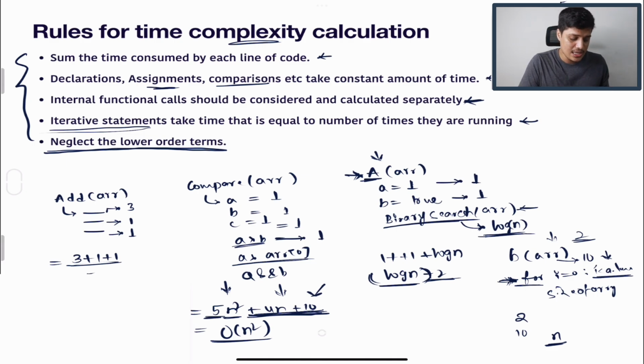So the first rule is sum the time consumed by each and every line of code. And the second rule is all the declarations, assignments and comparisons will take only constant amount of time for execution. And whenever we are calling an already implemented function in a separate function implementation, we have to consider the time complexity involved in the called function separately. Okay, and the time consumed by the iterative statements will be equal to the number of times they are iterating, and the final rule that we have is neglect the lower order terms. Okay, so those all are the rules that we have for time complexity calculation.